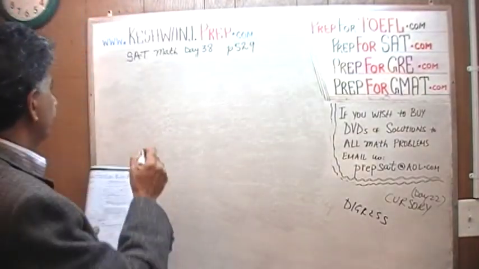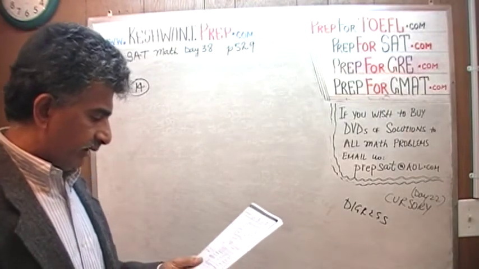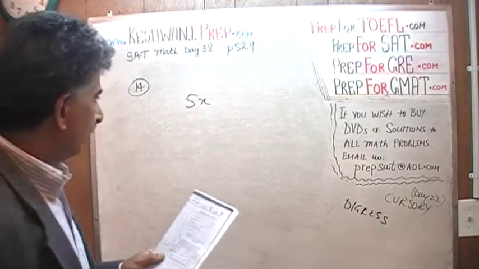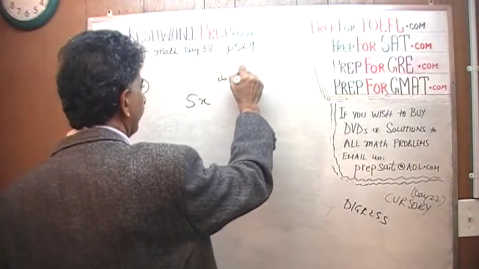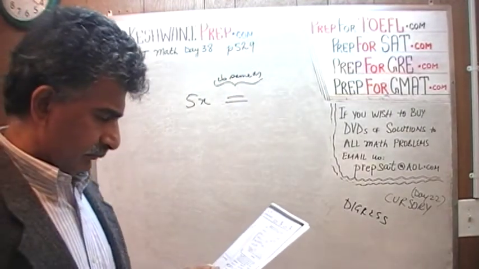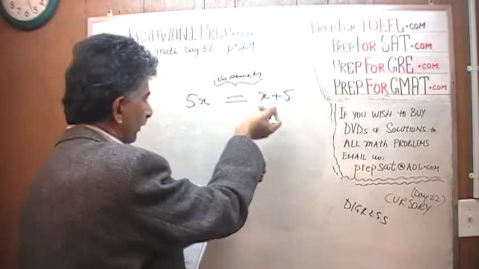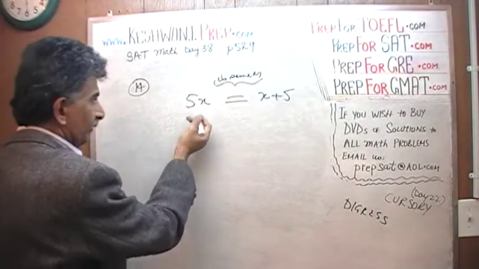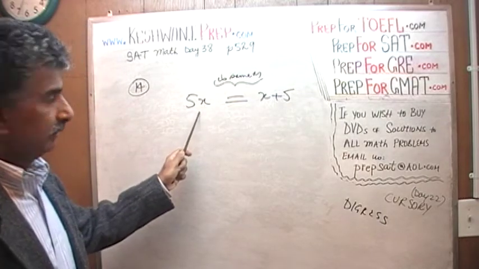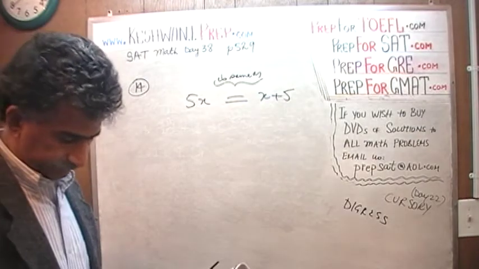Number 14. Because you never know how picky they can get. 5 times a number is the same as the number added to 5. That's your equation. This is how we read it: 5 times the number is the same as 5 added to the number.